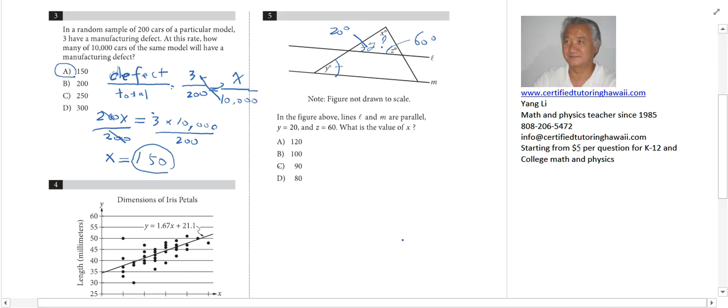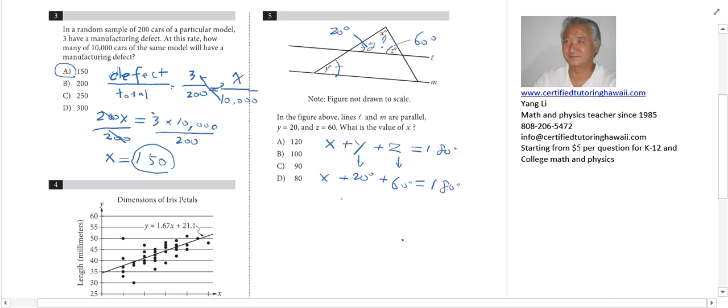So we know that within one triangle, look at here, this is the one triangle here. You have three angles that add together must be what? 180 degrees, right? So that means we have x plus y plus z equals 180 degrees. And then the y here is 20 degrees, and the z here is 60 degrees.